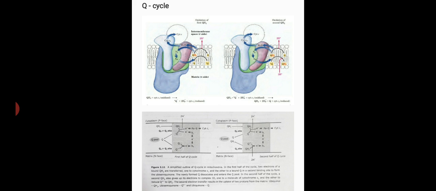From cytochrome Bl, the electron moves to cytochrome Bh. Cytochrome Bh then transfers its electron to ubiquinone at the Qn site of complex 3. Ubiquinone is thus reduced to form ubisemiquinone at the Qn site.